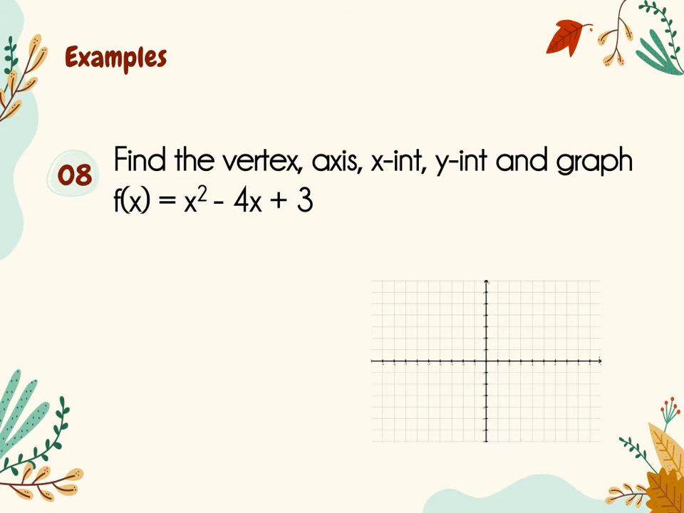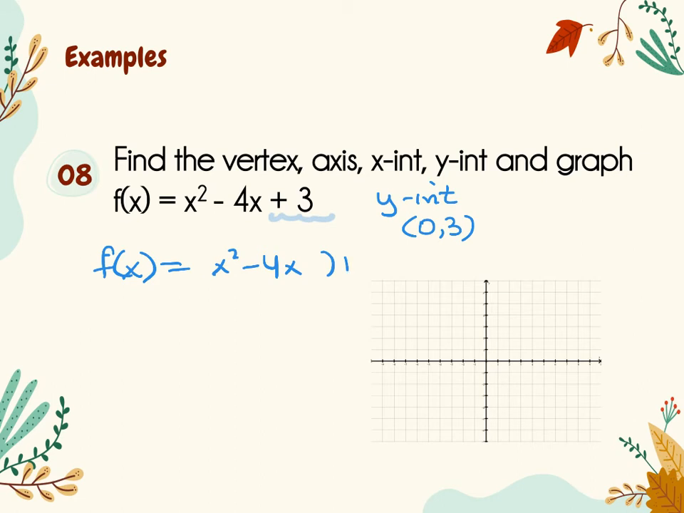All right, so the next one again, it's given to me in the quadratic form. So again, I would definitely pull out my y-intercept right away because I really don't need to do any work here. It's the ordered pair 0, 3. The next thing I'm going to do is transform it into the standard form or the vertex form. So f of x is equal to x squared minus 4x, leave a blank space, plus 3.